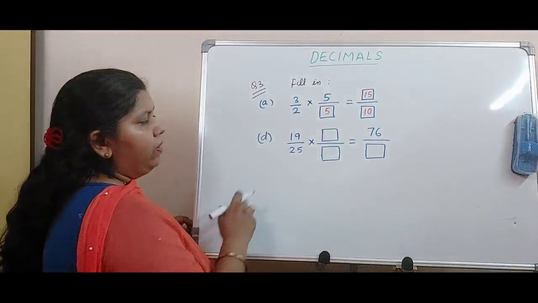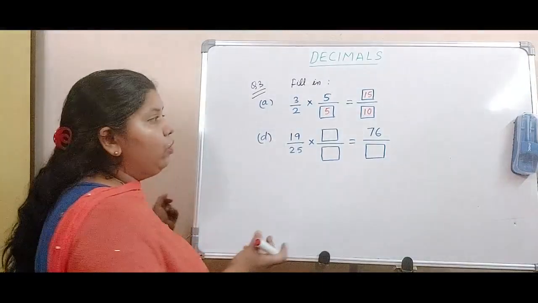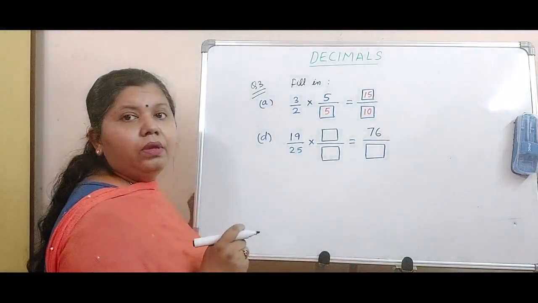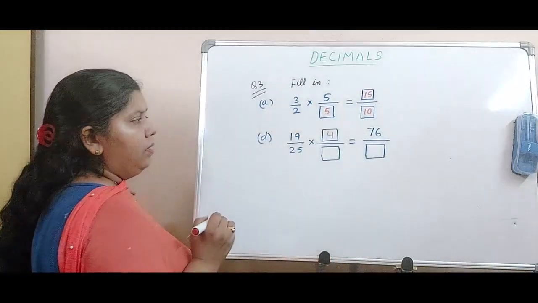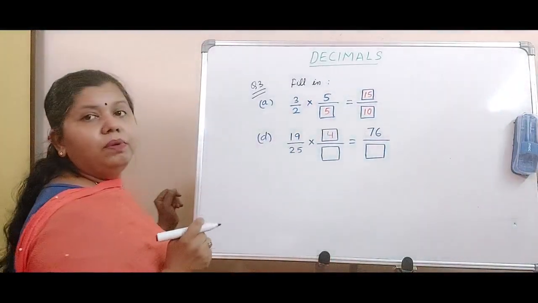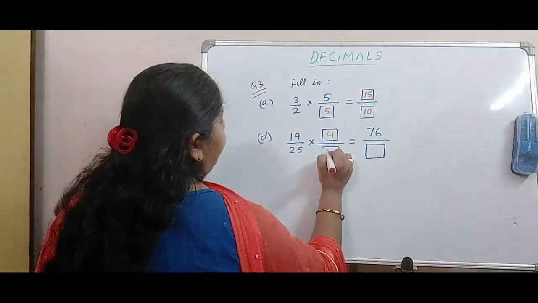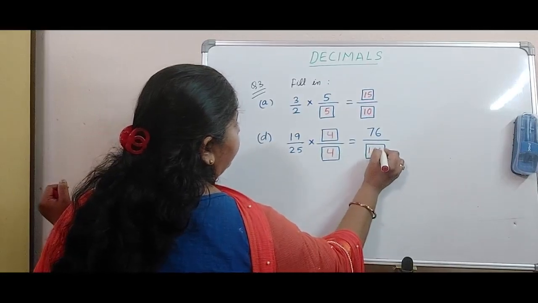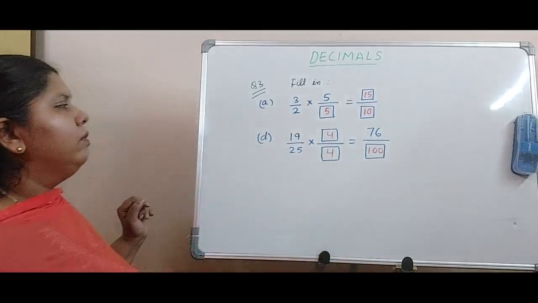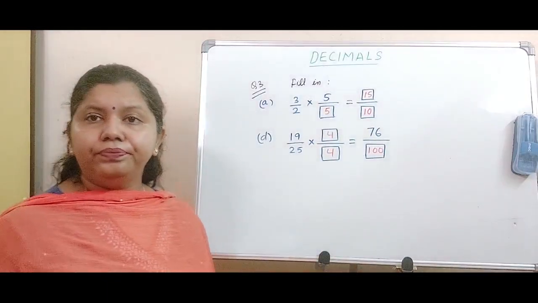Okay. Now you see one more question. 19 by 25. 19 is multiplied by what number that you will get 76 here? We know that 19 fours are 76. Then 25 also has to be multiplied with the same number, that is 4. So it will be 25 into 4. So 25 fours are 100. So in this way we have got 76 by 100.